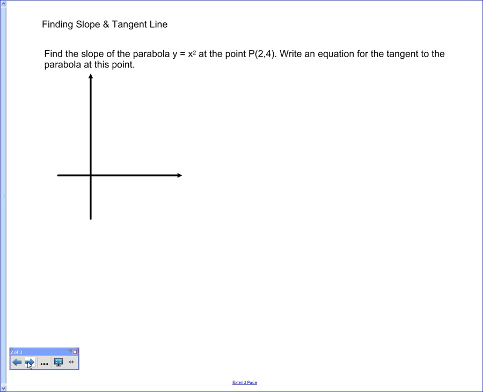So we're going to find the slope and tangent line for the parabola y equals x squared at the point 2 comma 4. We're going to write an equation for the tangent to the parabola at this point. So let me draw a part of the parabola. Okay, let's call this 2. There would be our point. That would be 4. Let's call that point P. So we're interested in finding the slope of the parabola at that point.